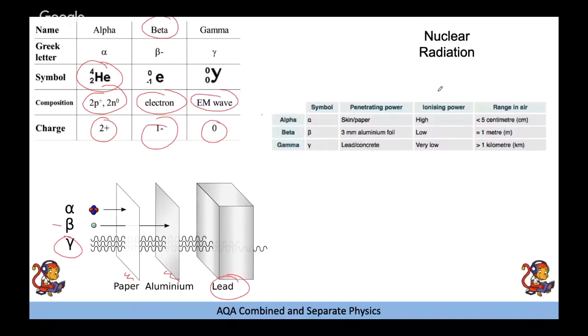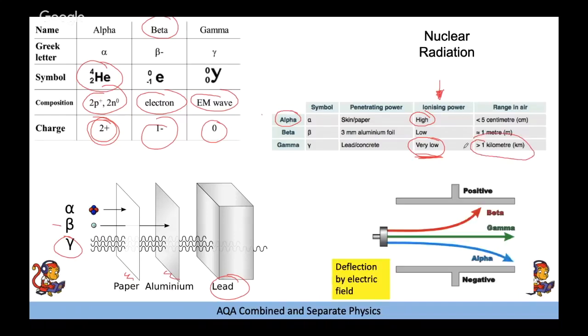Now, we also need to know their ionizing power. That means stripping electrons from atoms. Alpha radiation is the most highly ionizing. Makes sense because it's the most highly charged. Gamma radiation is not really very ionizing at all. Can be dangerous in large levels, though, of course, because it can pass straight through you. So our range in air, well, less than 5 centimeters for alpha. So on the outside of your body, really quite safe. Inside of your body, awful. Range in air for gamma radiation is over kilometers.